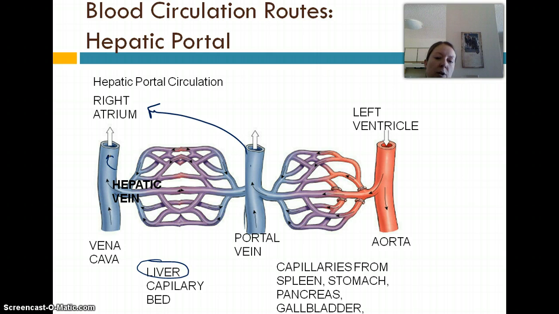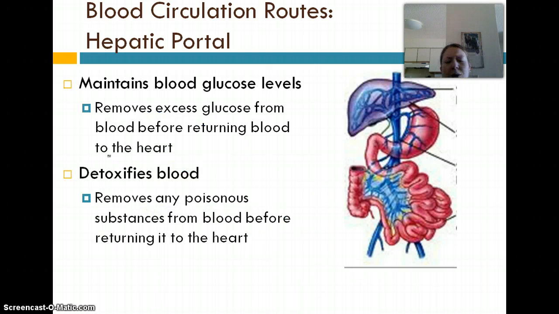So that little detour, the portal, the capillary bed, and the hepatic vein then eventually do lead and mix with all the other blood going back to our heart. Now, why does the liver do this? Why does it want to sift through that blood one last time before it goes back to the heart?